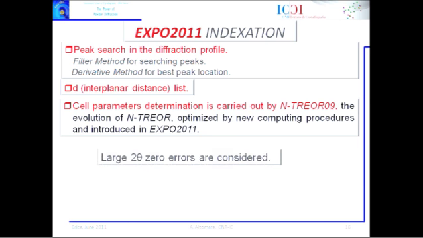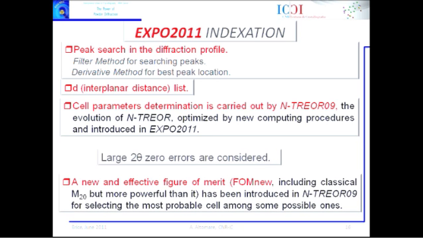Among its main features, I remember that it is able to successfully index structures also in case of large 2θ zero errors. And we have introduced in N-TREOR09 a new figure of merit, Fnew, which includes the classical M20 figure of merit, but it is more powerful than it. It is able to select the best cell among some possible ones.